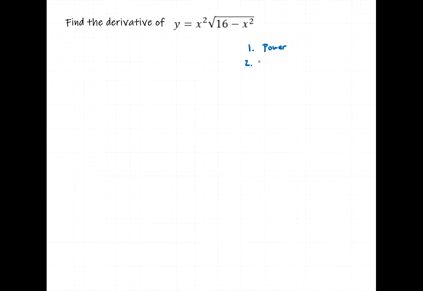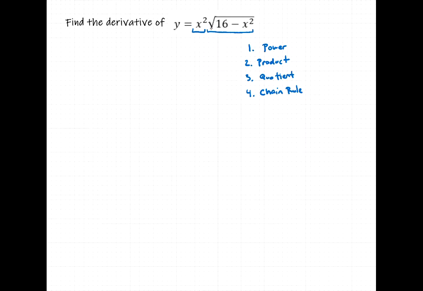We talked about the product rule. We talked about the quotient rule. And we've talked about the very powerful chain rule. So it looks like in this problem, 3 of these 4 rules apply. We have exponents, so we're going to use the power rule. And we have a product. We have x squared times the square root of 16 minus x squared. So we have to use the product rule.